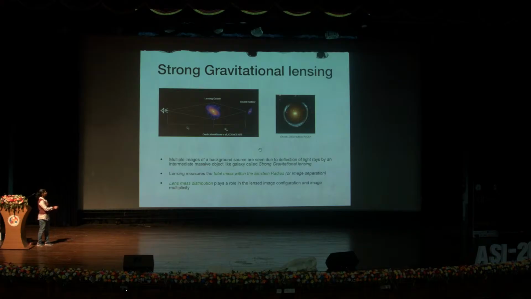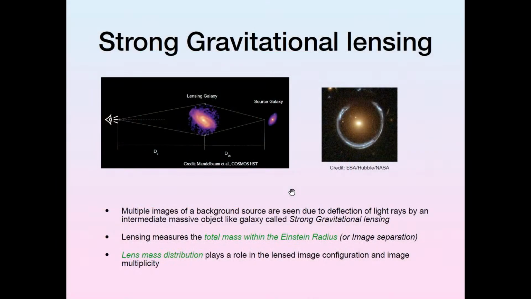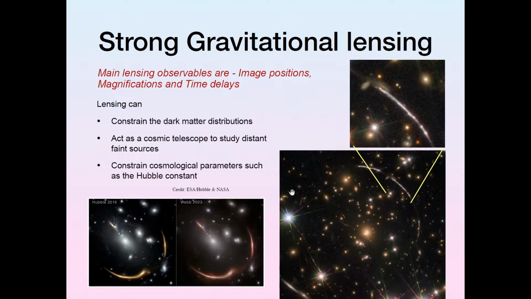In this case, you see almost a ring that is formed. This is called the Einstein ring, and the radius of this ring is called the Einstein radius. So what lensing allows us to measure is the total mass within this Einstein ring, which we can measure via the Einstein radius. Another very important thing is that the mass distribution of this intervening massive object plays a critical role, because it dictates the kind of image configuration you will see and also the number of images that you will see of the distant source.